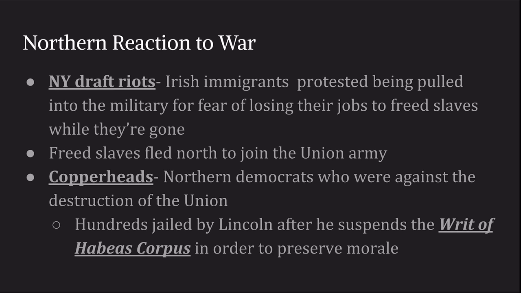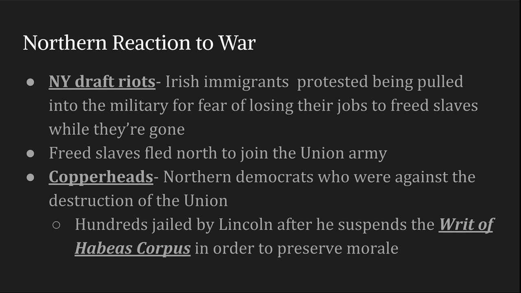Northern reactions to war: the draft began, and Irish immigrants in New York did not like this. There were these draft riots, and people were scared of being pulled into the military, and they were scared that when they got back, their jobs would be taken by former slaves. And freed slaves fled north and joined the Union Army.